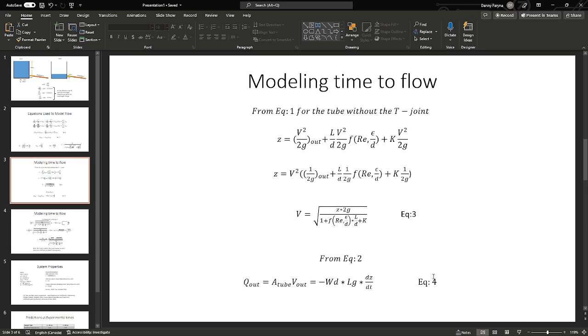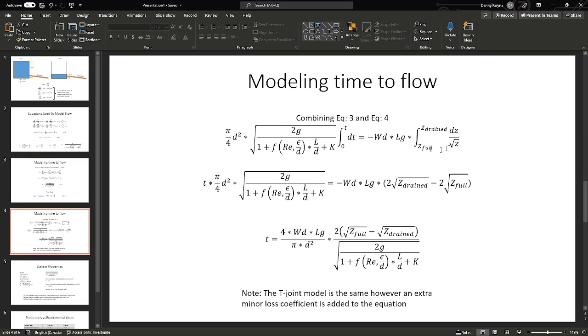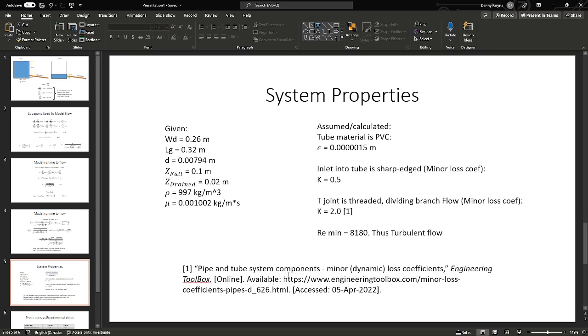So we took equation 3 and 4 here, set them equal to each other, moved the time variables to the left, moved all the height variables to the right, took our two integrals, and we're left with a t on the left-hand side and just our constant z heights on the right-hand side. When we rearrange this for t, we are given our physical model that we are using to predict the time of flowing. This is for the straight tube model. If we want to use the T-joint, we would just add an extra minor loss coefficient next to this K to model the T-joint.